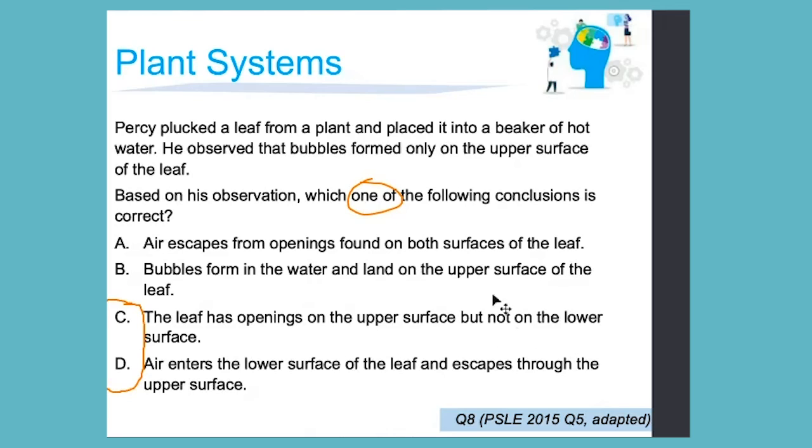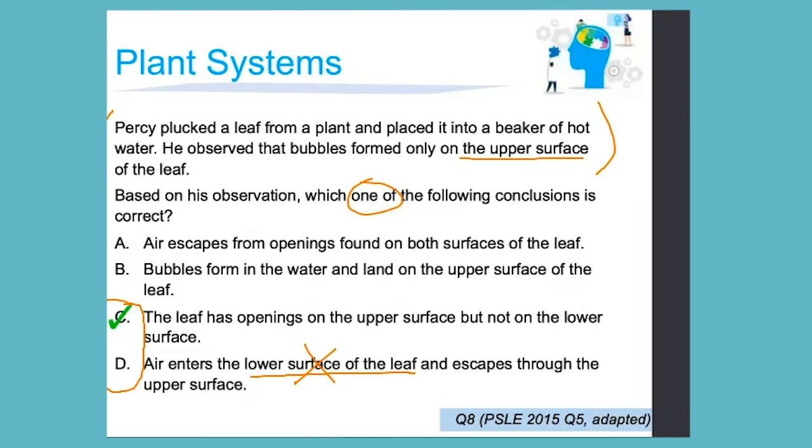Based on that, the best answer here is therefore not D. D comes from the assumption that stomata are only found on the lower surface of the leaf, but this is not true. There are stomata found on the upper surface. And based on this particular observation, bubbles form only on the upper surface of the leaf. That means the stomata are found on the upper surface only of this particular leaf. So the correct answer here is C.